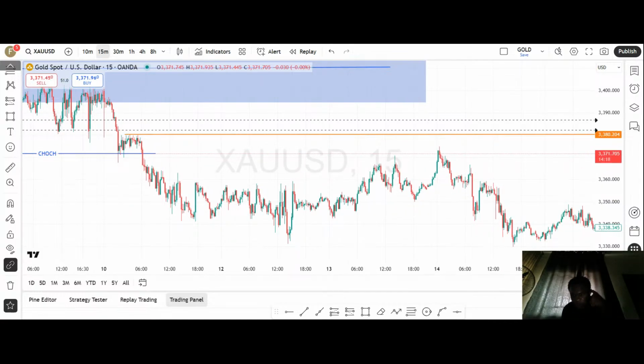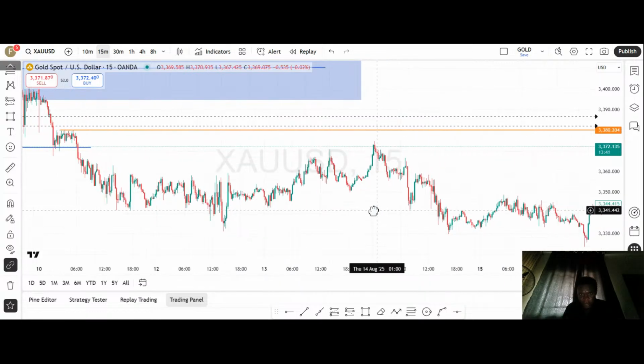What's FVG? Fair value gap, imbalance. You can still call it imbalance. Imbalance is when there's a huge gap between one candle and the other. That is fair value gap, FVG. Or you can still call it imbalance, depending on how you understand it. But it's just fair value gap. It's pretty simple like that. It's a huge space between one candle's close and the next candle. So that's a fair value gap.